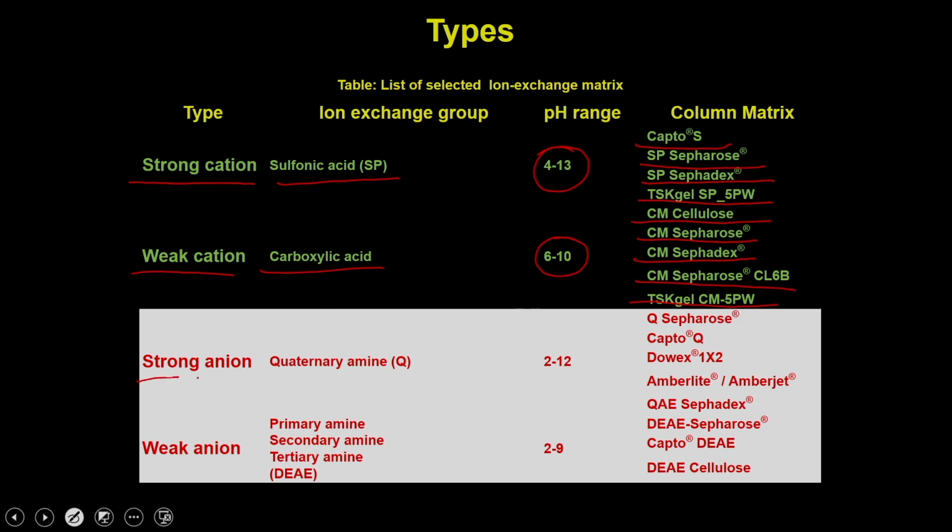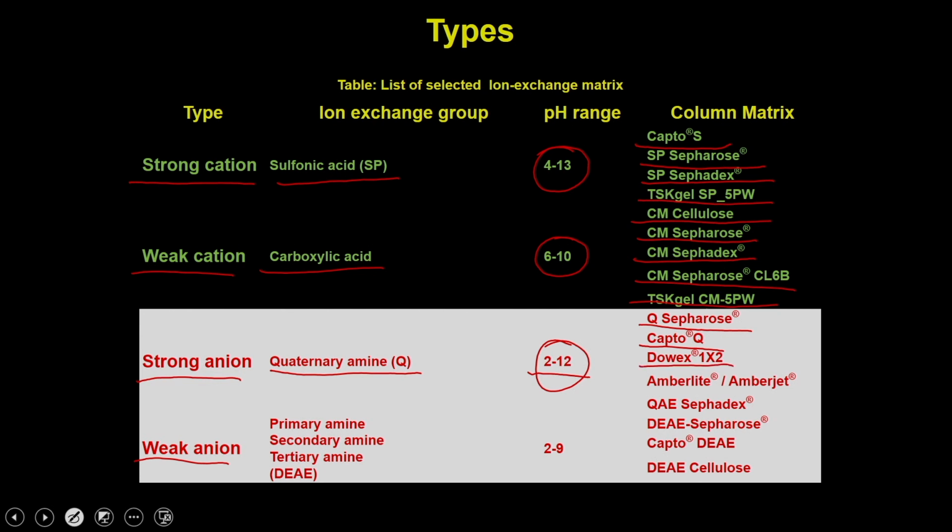Similarly, you have the strong anion or the weak anions. Within the strong anion, you have the quaternary amine, which is actually going to have the positive charge, and the range in which you can use this particular matrix is 2 to 12, and the examples are Q Sepharose, Dowex, and all that.